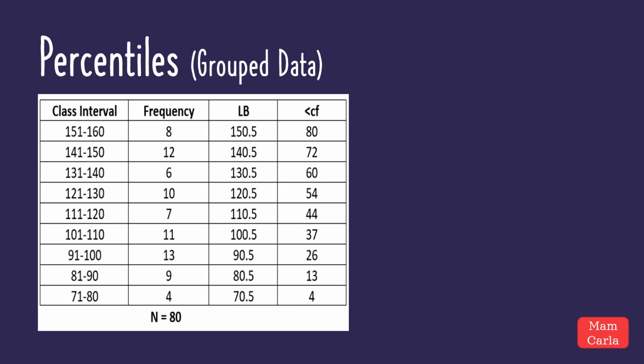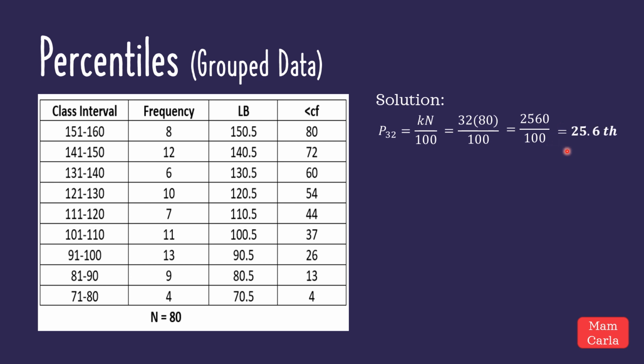Now we are ready to solve for the P sub 32, or the 32nd percentile. We need to first locate the interval of the 32nd percentile, and that is done using the formula k times n divided by 100. Substitute the values of k and n into the equation. We have 32 times 80 divided by 100, that is 2560 divided by 100, which is equal to 25.6. So we need to locate which interval 25.6 belongs to.